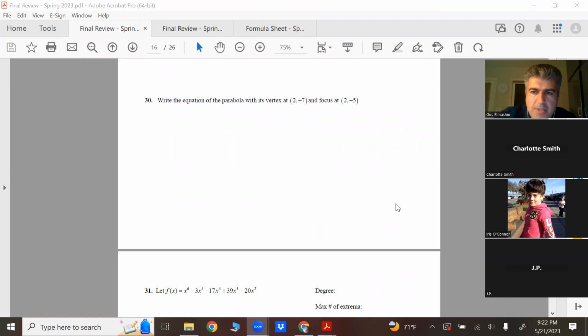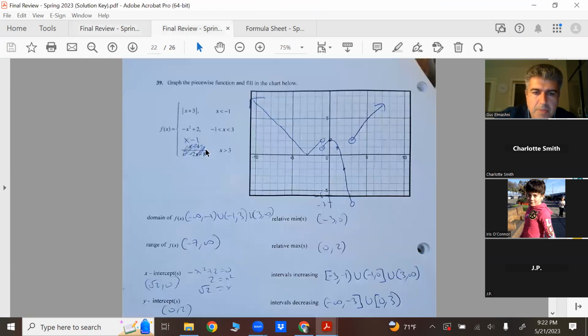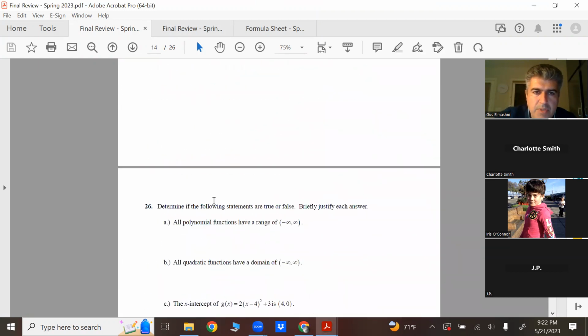Yeah, let's talk about piecewise. Okay, so a couple people asked about piecewise, and let's look at 19. They asked about 19. I don't know what 19 is about. If it's not piecewise, I'll choose another one that's piecewise.